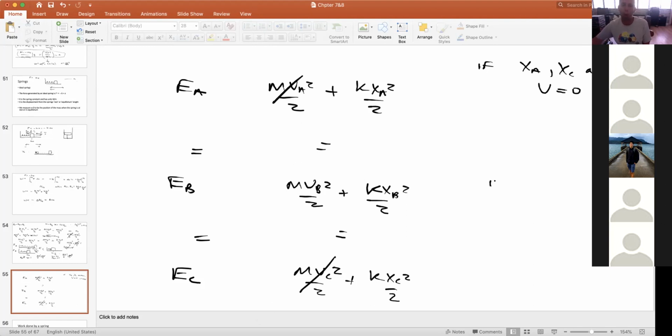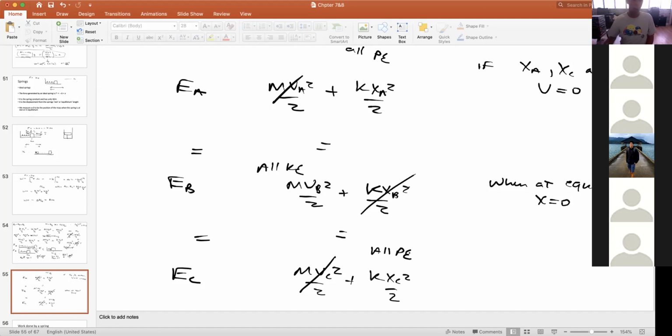And when at equilibrium, x is equal to 0, so that means xb, which occurred at 0. And look at this. This was all potential energy, all kinetic energy, all potential energy.